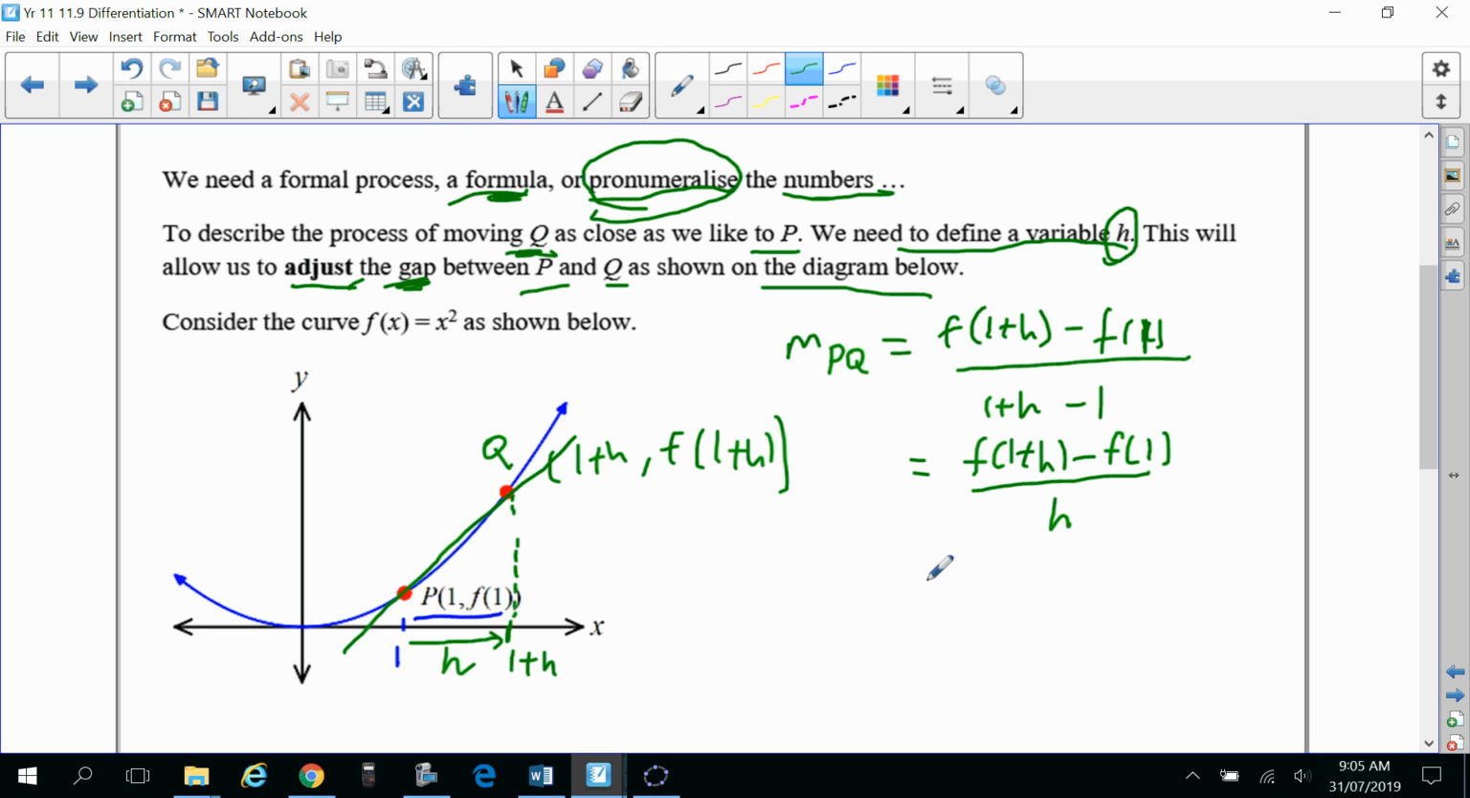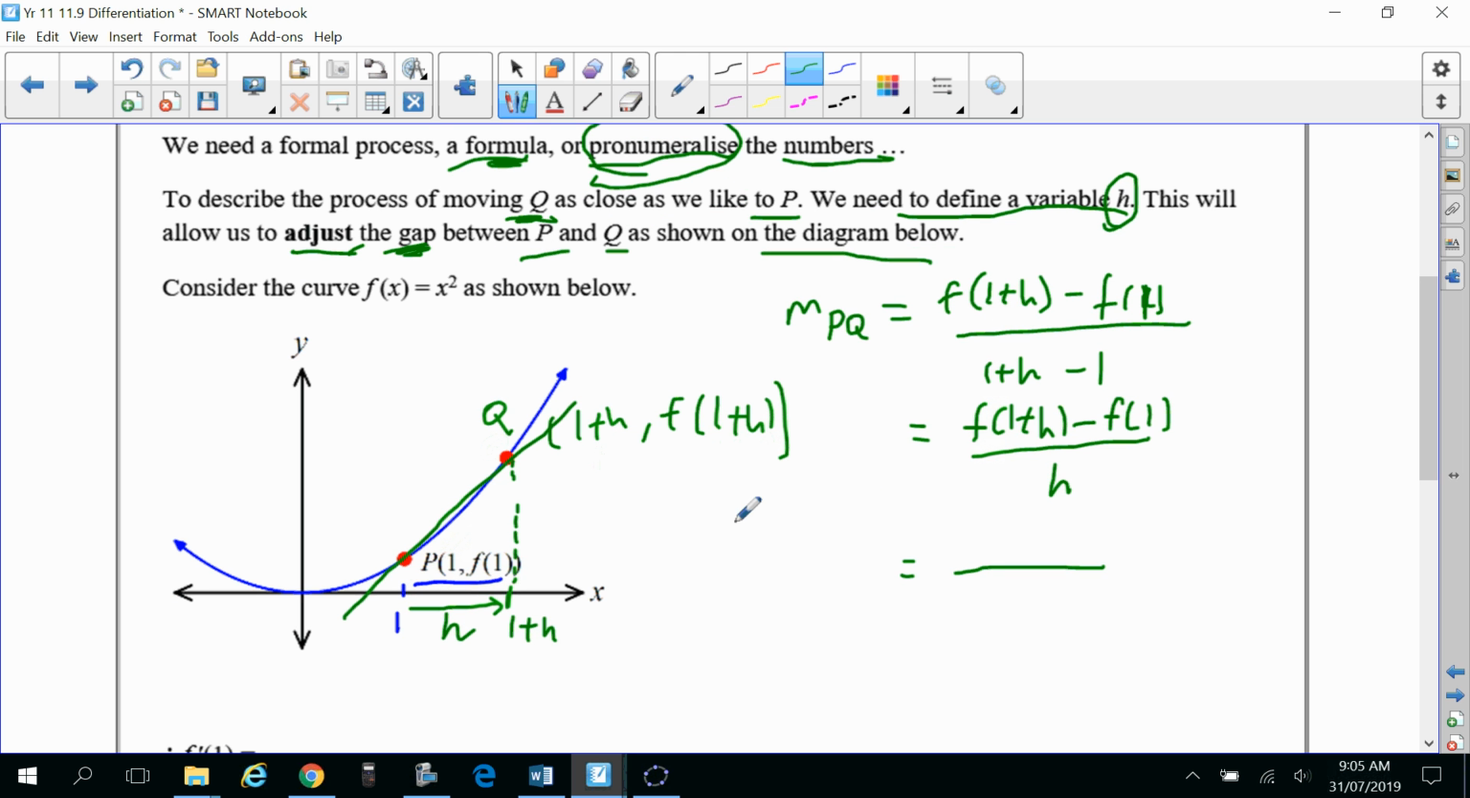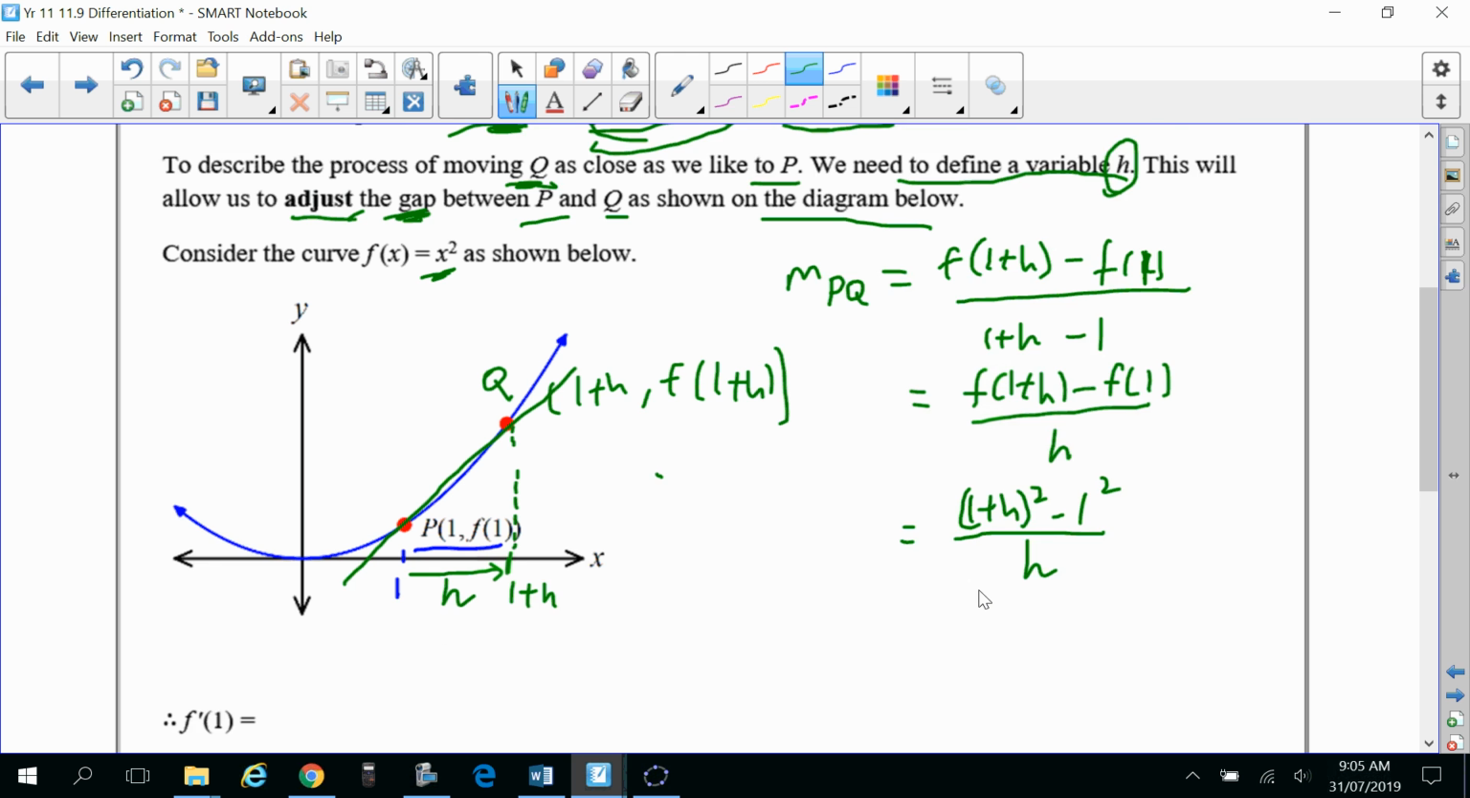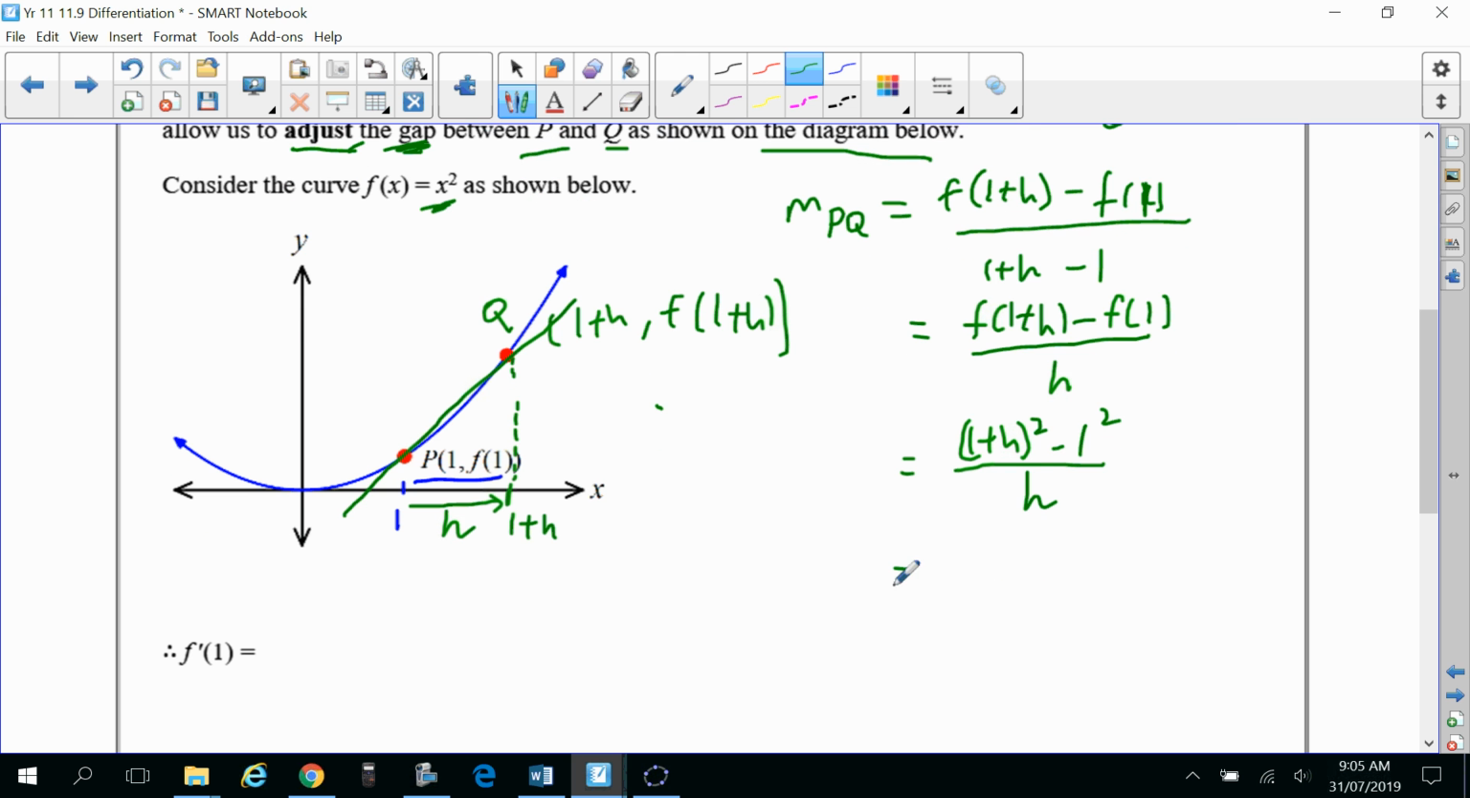Yeah, got it? So that's pretty cool. Now we have to do some algebra. But I'm sure you can handle it, because f of x is x squared, which means whatever's in there, you substitute into x squared. Pretty straightforward. Now we need to remember, how do I expand this? Well, if you remember your perfect square formula, it's very easy. Hope you remember that. 1 squared plus 2h plus h squared minus 1.